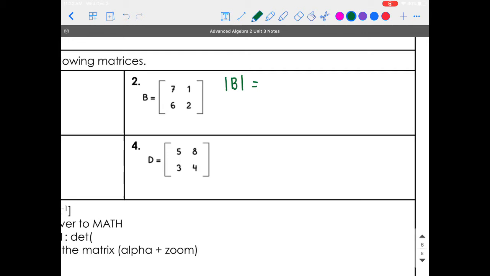Now we're going to do the determinant of matrix B, so number 2. So we're going to start with those two. 7 times 2 minus, we're going to do 1 and 6, 1 times 6. 7 times 2 is 14, minus 1 times 6 is 6. 14 minus 6 is 8.